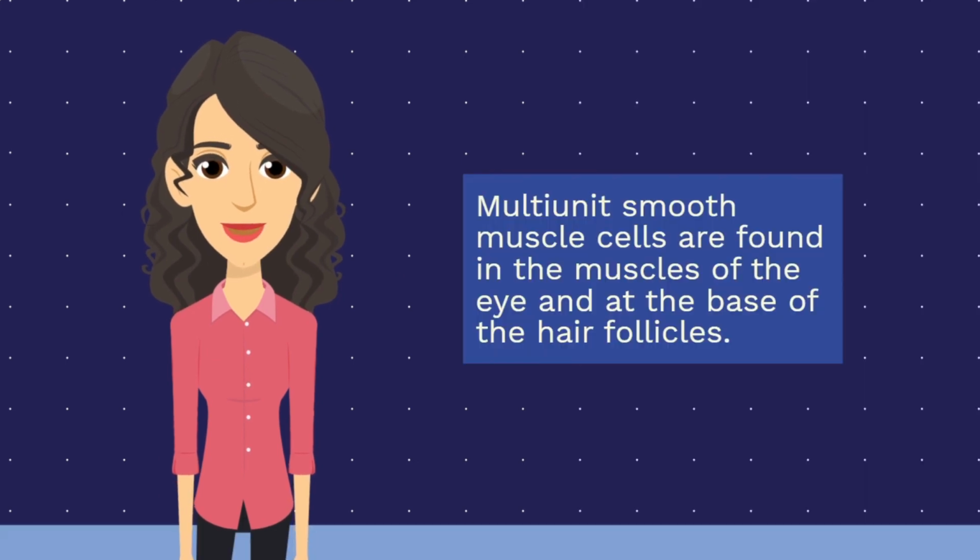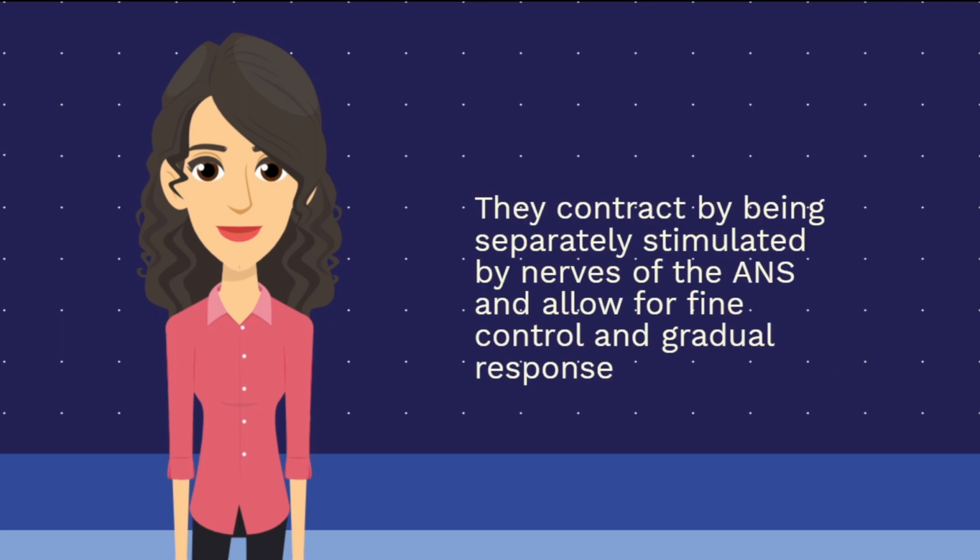Multi-unit smooth muscle cells are found in the muscles of the eye and at the base of the hair follicles. They contract by being separately stimulated by nerves of the ANS and allow for fine control and gradual response.